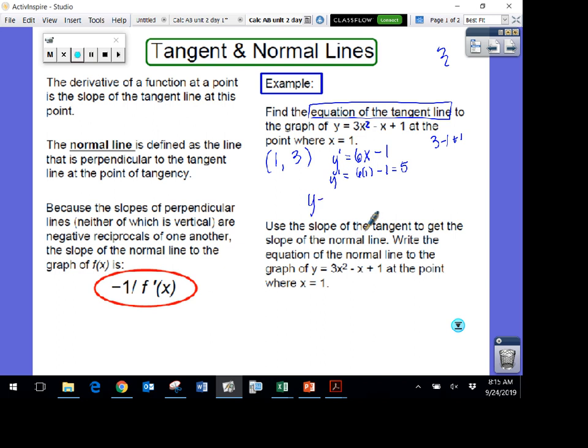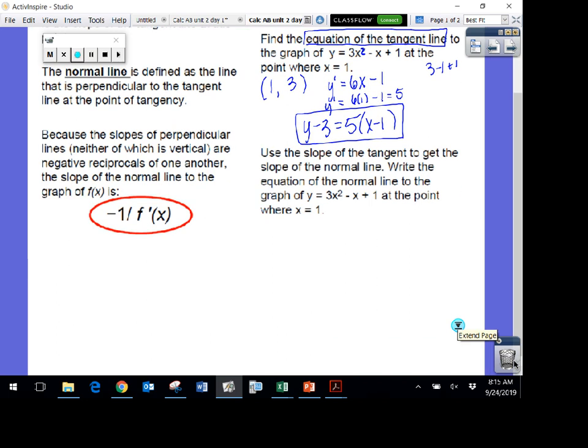So y minus 3 equals 5 times x minus 1. There is your equation of the tangent line. That's what we've been doing: slope of the tangent line. To get the slope of the normal line, the slope of the normal line is the opposite reciprocal of the original slope of the tangent line. So y minus 3 equals the opposite reciprocal times x minus 1. There is your equation of the normal line.